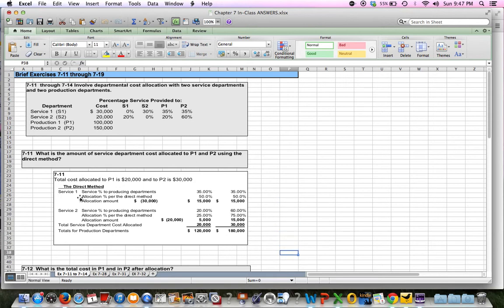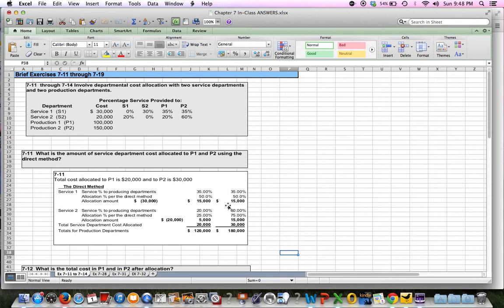you can see that for S1, service percent to production departments is 35% and 35%, and then allocation percent for the direct method is 50 and 50. So basically 35 plus 35 is 70, and then 35 over 70 is 50, and so the allocation amount is 30,000. So basically half goes to one production department, half goes to the other.